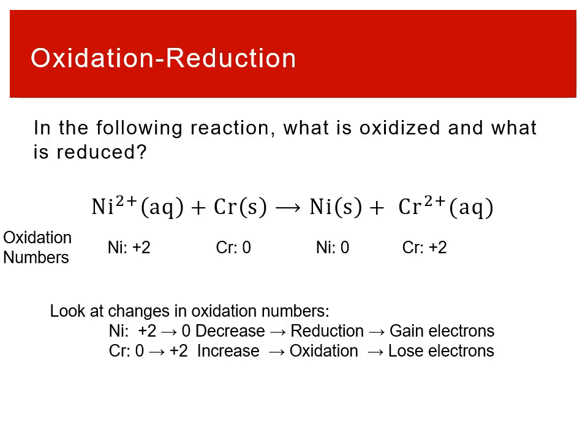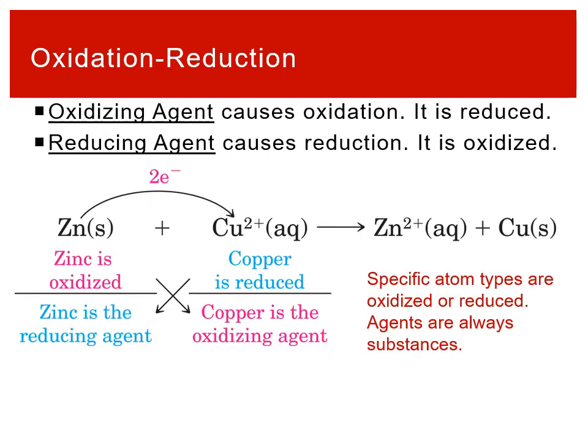And so just like we assign oxidation numbers to each atom type, individual atom types are always going to be associated with reduction or oxidation. So whenever we're faced with figuring these things out, what's oxidized and what's reduced, we're always going to look to compute oxidation numbers and then look at how they change across the reaction.